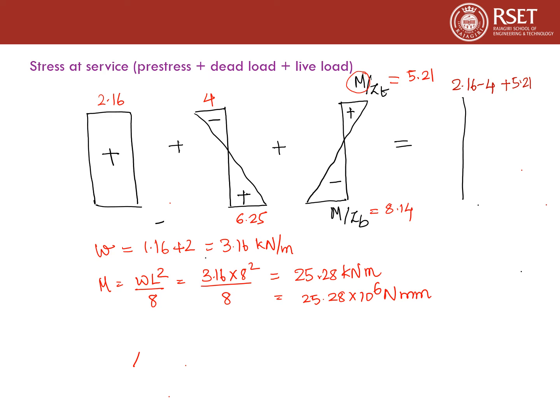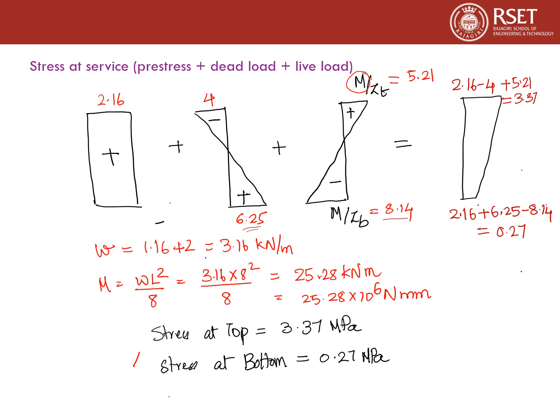So the net stress at the top will be 2.16 minus 4 plus 5.21, that comes to 3.37 MPa, and the net bottom stress will be equal to 2.16 plus 6.25 minus 8.14, that comes to 0.27 MPa. So the final stress diagram will look like this, with top stress as 3.37 and bottom stress as 0.27. And from this, it's also understood that there is no tension within the cross section. The entire cross section is in compression, both in service and at transfer.